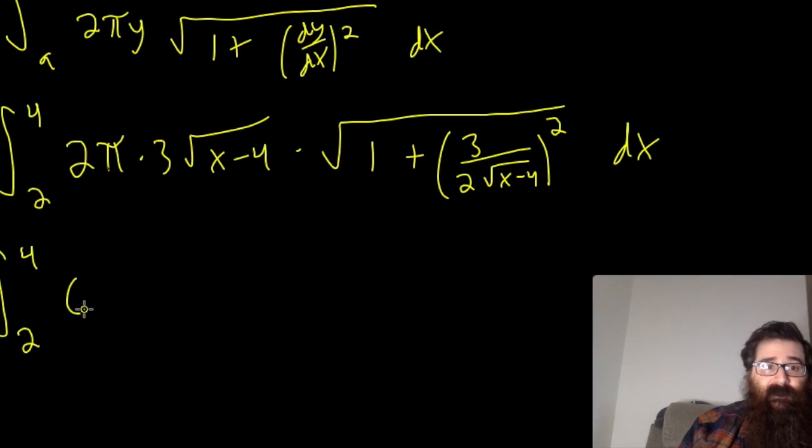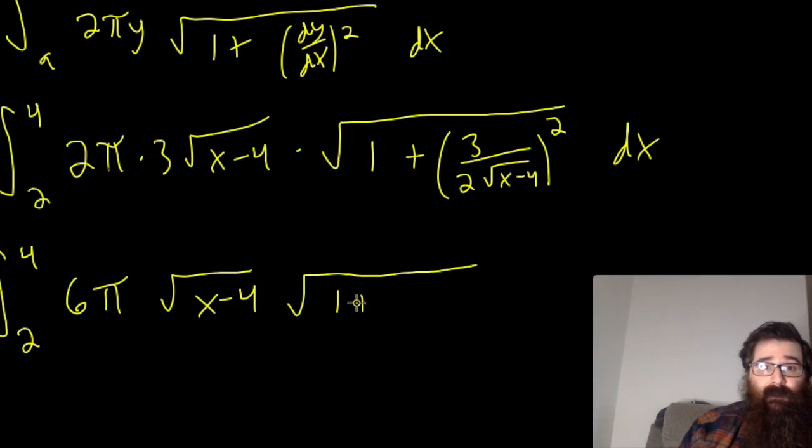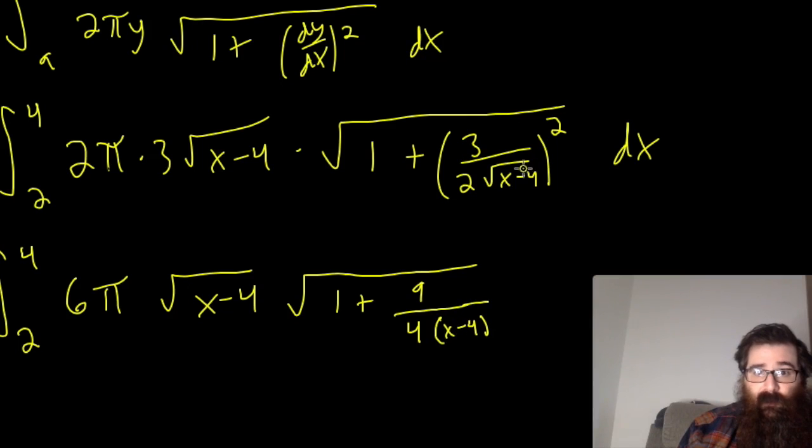2 times 3 gives me 6 pi radical x minus 4 times square root of 1 plus, if I square this, 3 times 3 gives me 9 on top, divided by 2 times 2 is 4, and in the bottom as well, radical x minus 4 times radical x minus 4 just gives me x minus 4. I do want to keep it in parentheses. Since I squared it, I got rid of the square root. The square root was sort of like its home, so I got to keep the family together by using the parentheses there. And then dx.